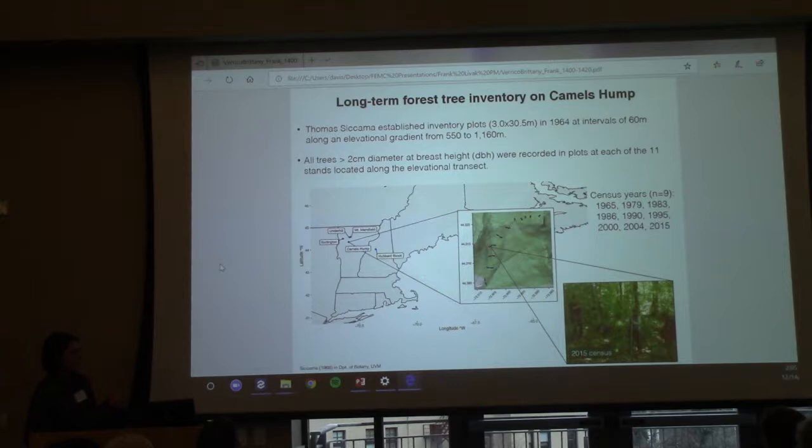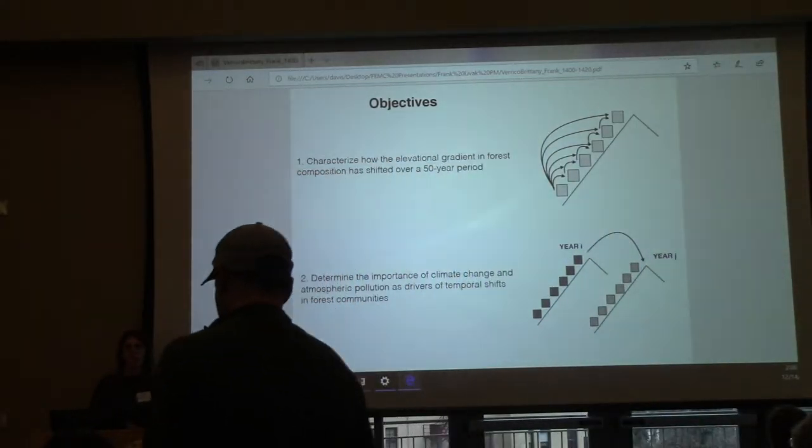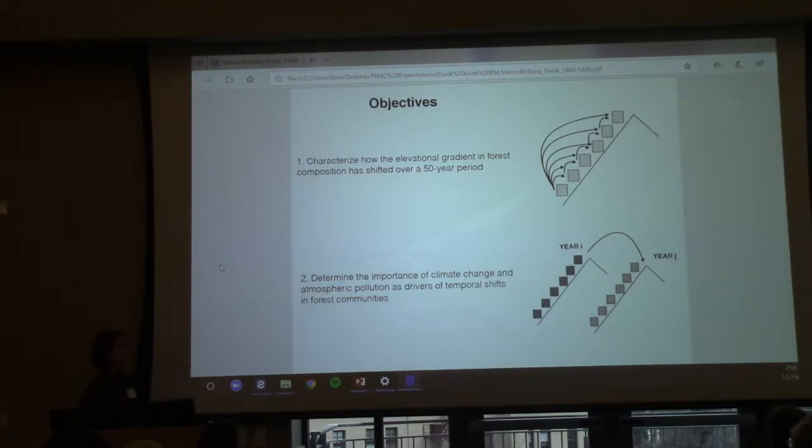So what this data set, in my opinion, really represents is the biodiversity of tree species, not only spatially across the elevational gradient, but also temporally. And we're able to take a deep temporal look at the same permanent plots over time, almost like studying a cohort of trees. So for my objectives, the first was to characterize the elevational gradient in forest composition and see how that has shifted over a 50-year time period. And then second, to determine the importance of both climate change and atmospheric pollution as drivers of temporal shifts in the forest communities. And I wanted to be able to tease these two umbrella influences apart and look at the entire forest community over time.